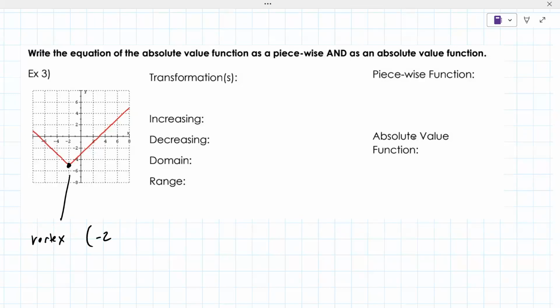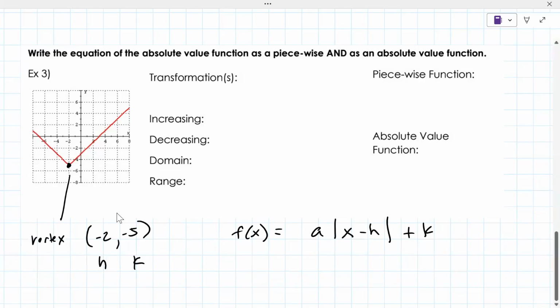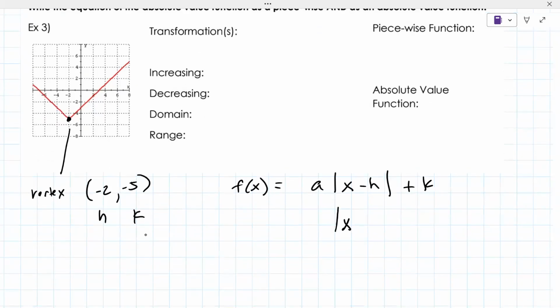-2, -5. Good. Now, the absolute value function here is a times absolute value of x minus h, plus k. So you have to be really careful how you feed in the h and the k. The h is -2, so it's x minus a -2, minus 5. So I'm sorry, x minus a -2 should be absolute value of x plus 2, minus 5, and then you've got an a there.